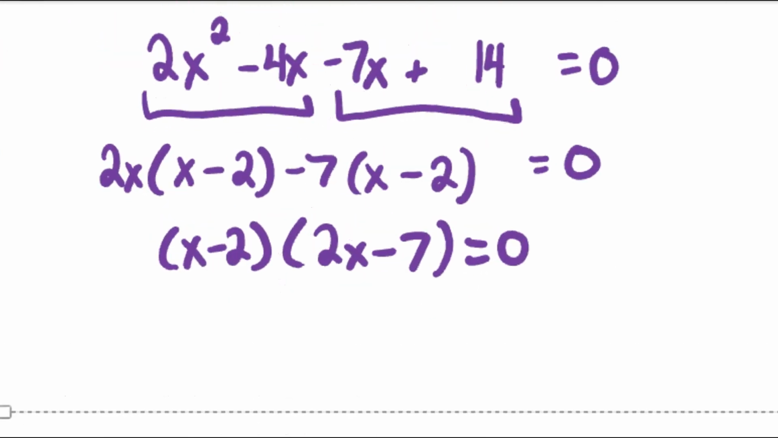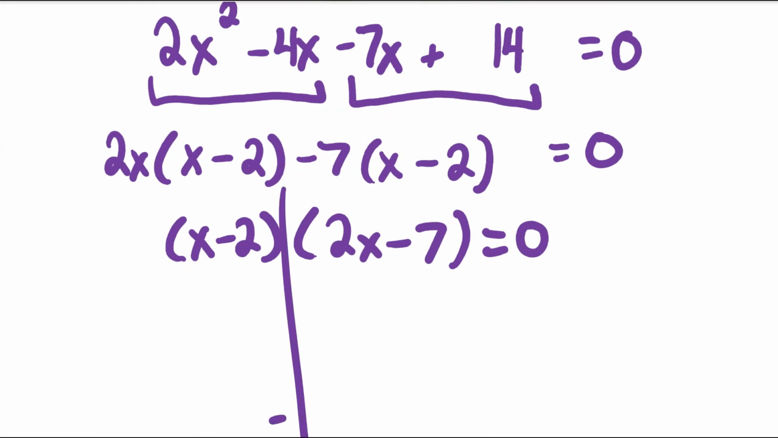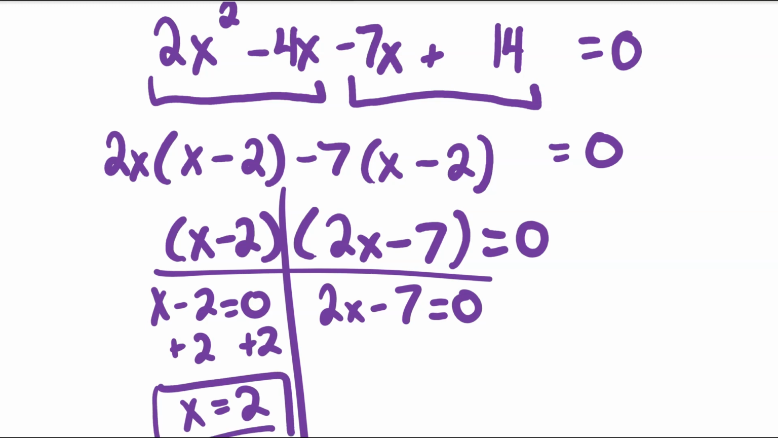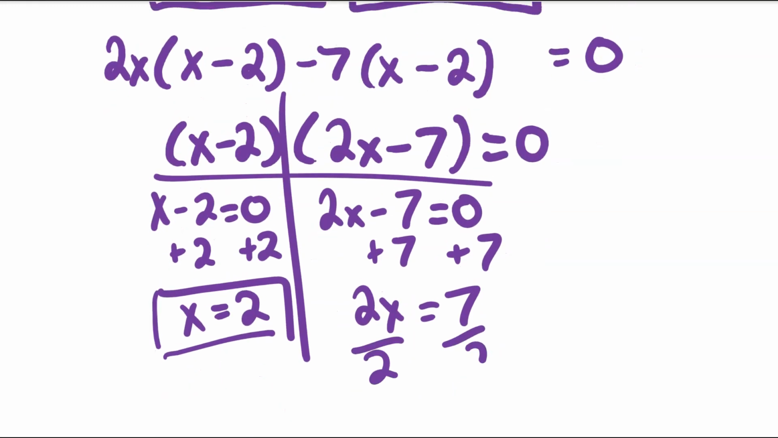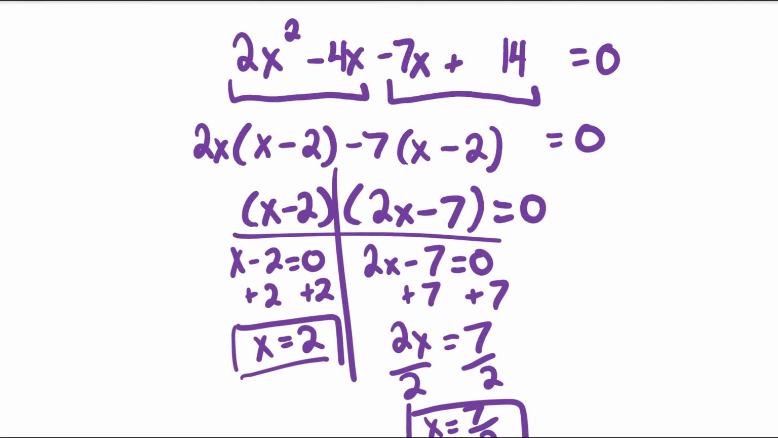And once I factor, I could set both of my factors equal to 0 and get 2 solutions for x. So I'll set x minus 2 equal to 0 and 2x minus 7 equal to 0. Usually when you factor by the AC method, you'll end up with one solution that's not an integer, or that's some sort of fraction. So I get x equals 2. And if I solve my other mini equation over here, divide out the 2, divide out the 2, I get x equals 7/2. So I get x equals 7/2, and I get x equals 2.